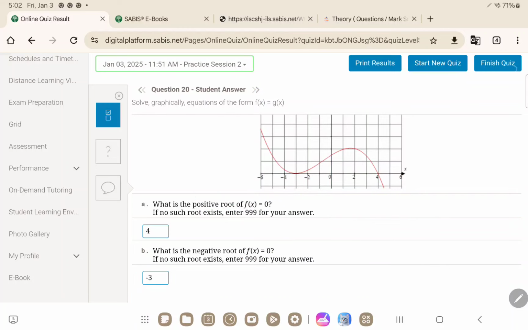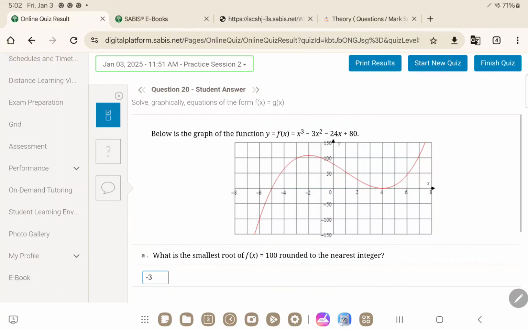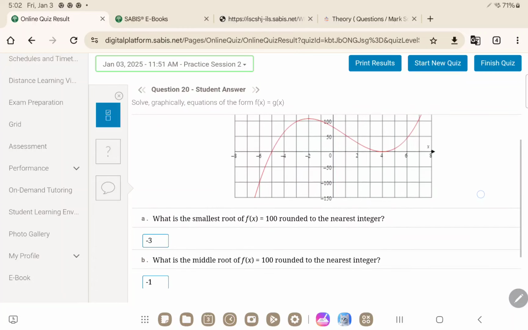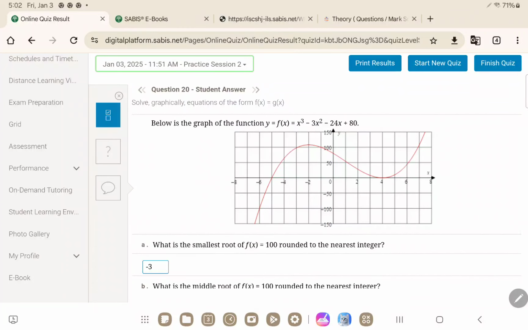Now we need to solve the next one. Here it's a different type of question. Below is the graph of a function again, but they want the smallest root of f of x, aka y, equals 100. So we need to draw our new x-axis at 100 here. Okay, this line isn't straight, let me make it straight.